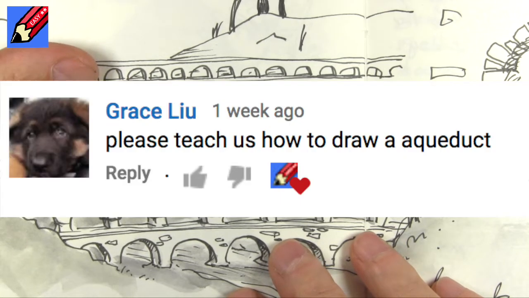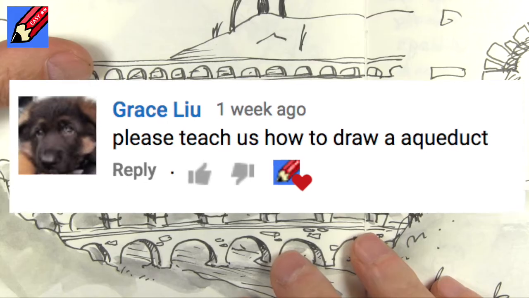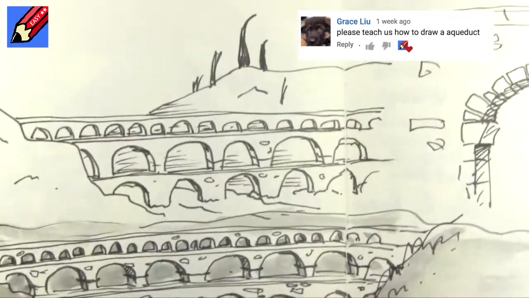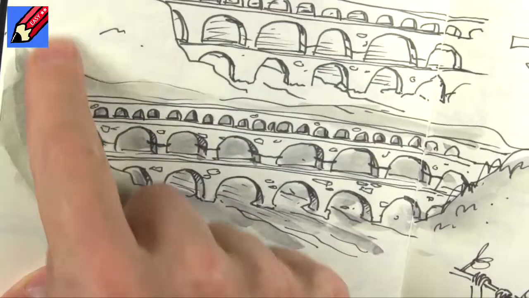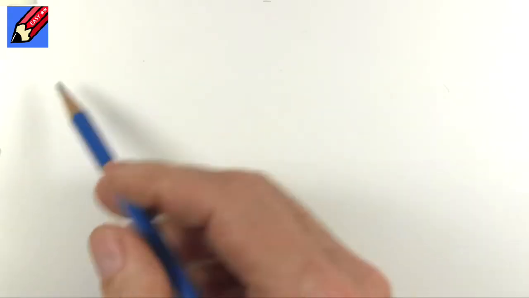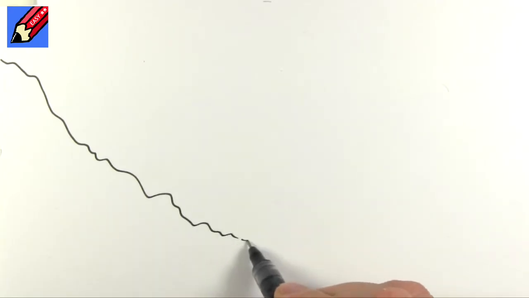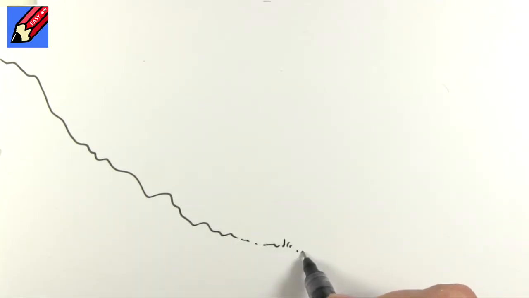Well, I had a message from Grace Liu who asked me, please teach us how to draw an aqueduct, and I've been doing some little sketches, so it's going to start like this. We're going to start with the edge of the hillside, because we're spanning a valley. That's the idea. This is the side of the valley, and you can make that disappear with a few little bits of grass at the bottom like that.